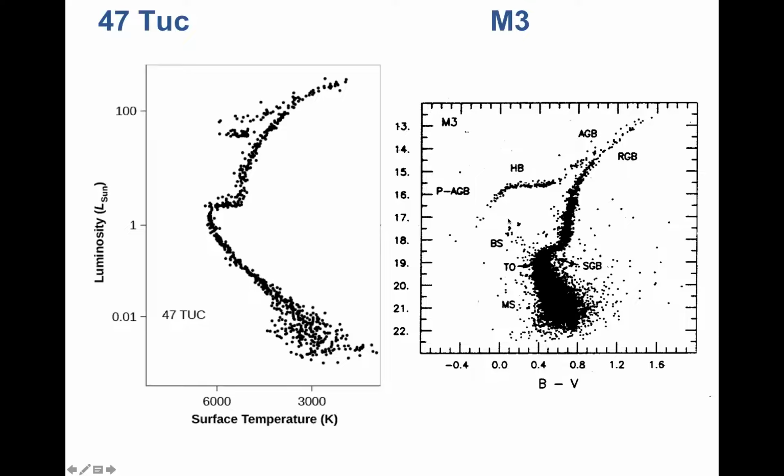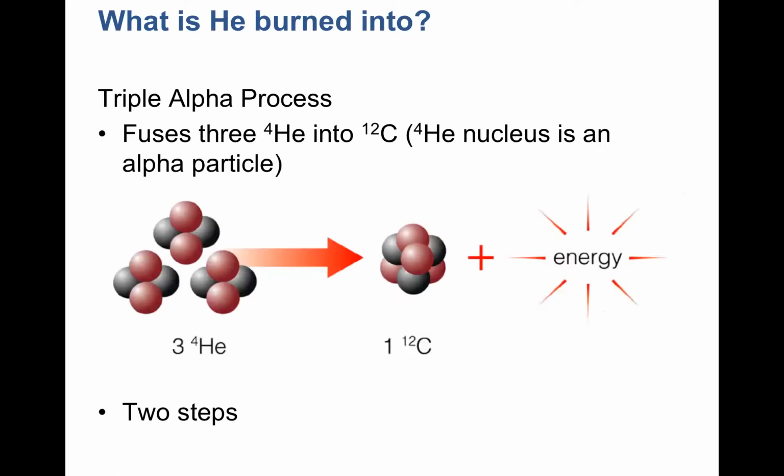Okay, so that raises the question, what is it that this helium is burned into? And that's where we come to this slide. So what happens? Helium burning happens via the triple alpha process. This is a bit of lingo, but it makes sense if you understand the lingo.